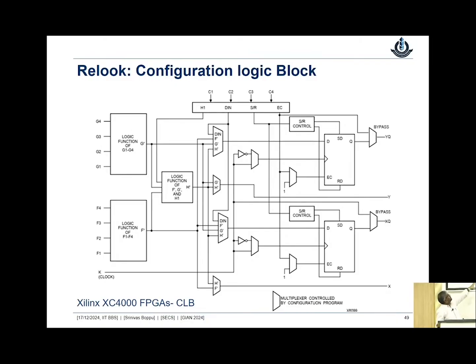If you look at this slice, we have the variables F1 to F4 and G1 to G4, and on the top we have C1 to C4; these are all inputs. We also have a K, and on the output side we have Y and YQ, and then X and XQ. Now let's try to understand, given such a slice, what we can really do with it.